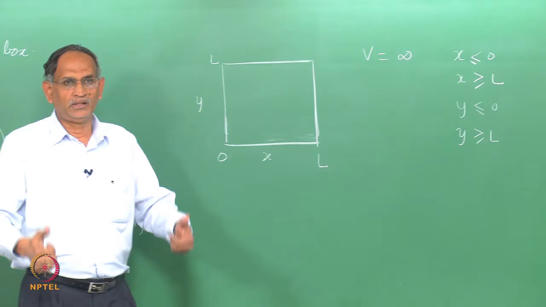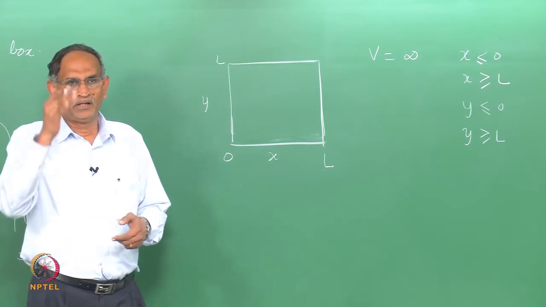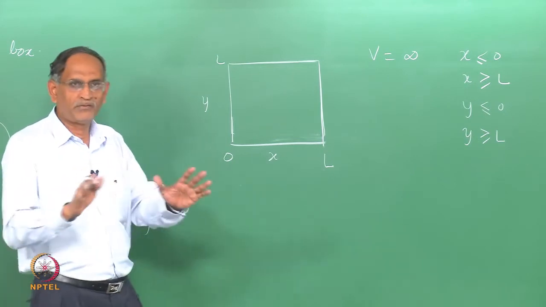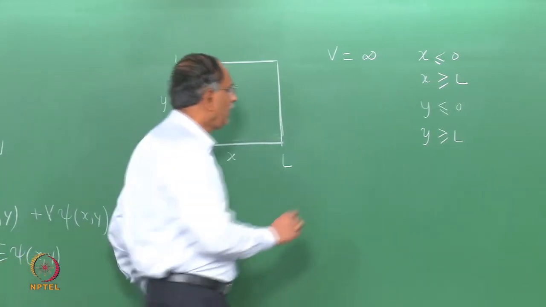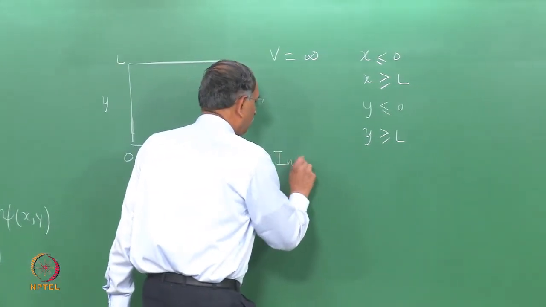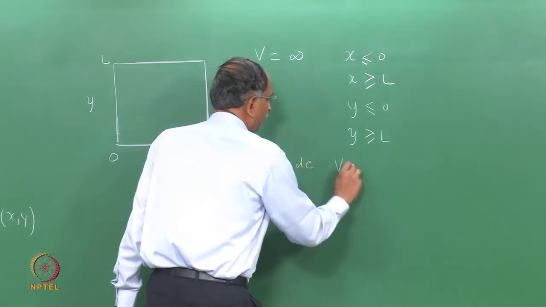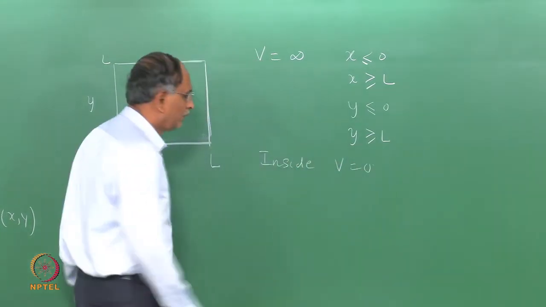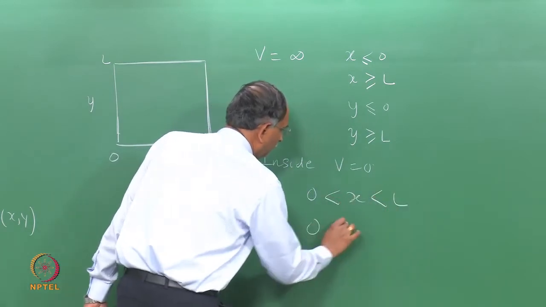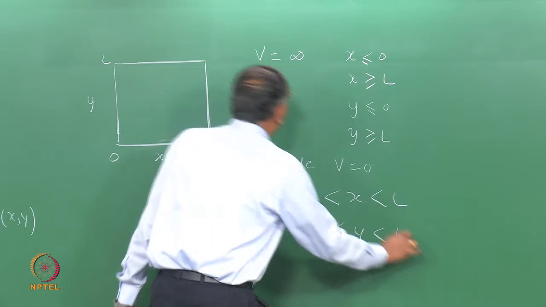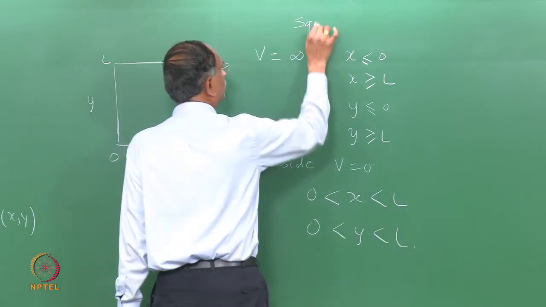So, these are the infinite boundaries that you have. It is not a single dimensional quantity, but a surface, in the sense that we protect the particle from escaping this region, and inside V is 0, between 0 and L in x, between 0 and L in y, and this is a square box.